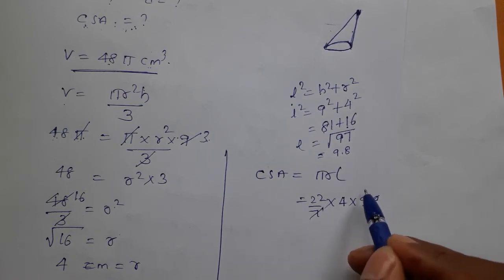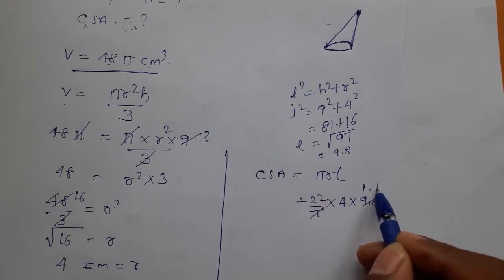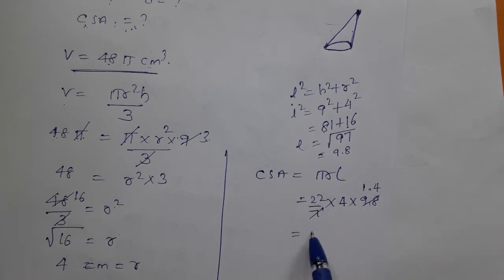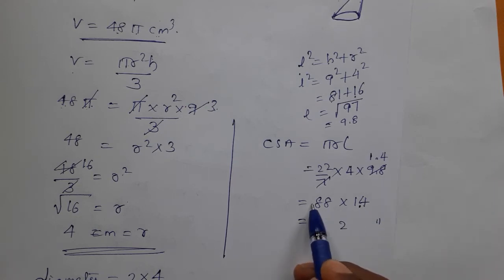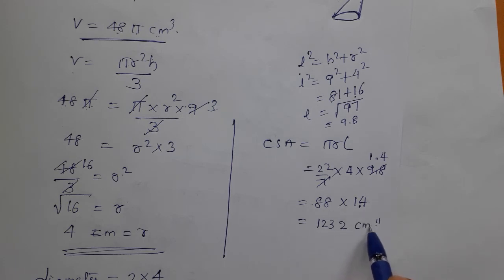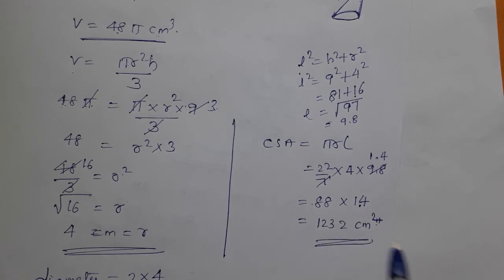7 ones are 7. 2 8 fours are 88. So we get here 88 into 1.4. Okay, 88 into 1.4. Now 14 8s are how much? 112. 11 carry. 14 8s are again 112. 112 plus 11 is 123 centimeter square. This is the answer.